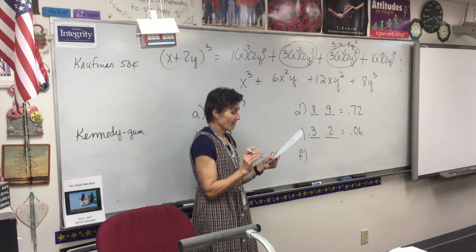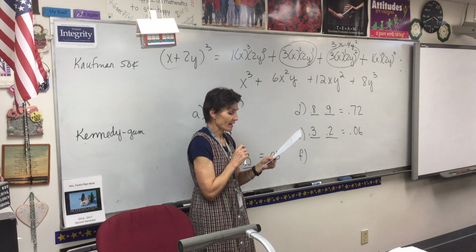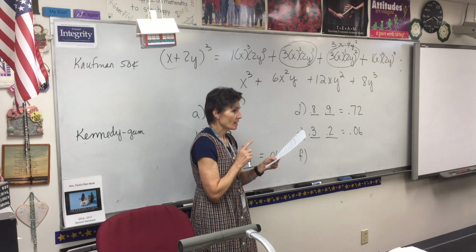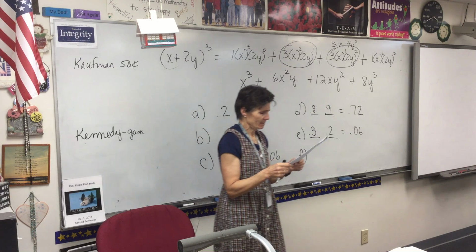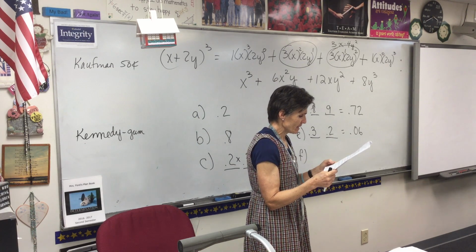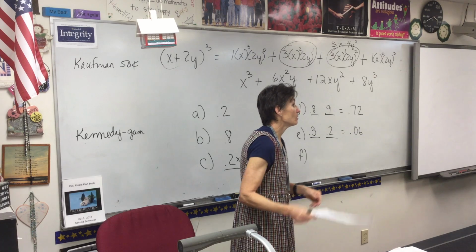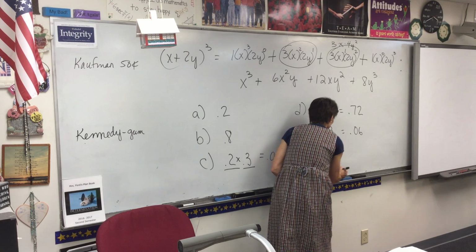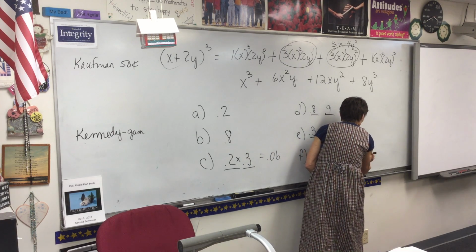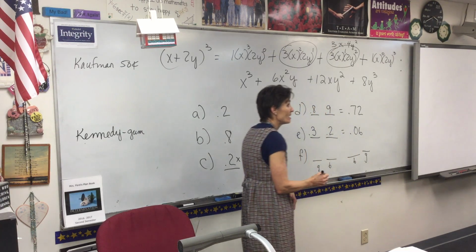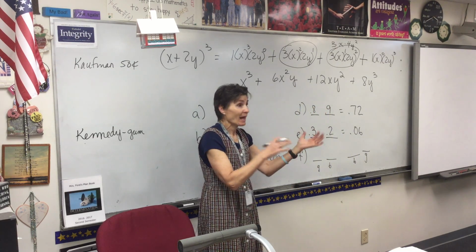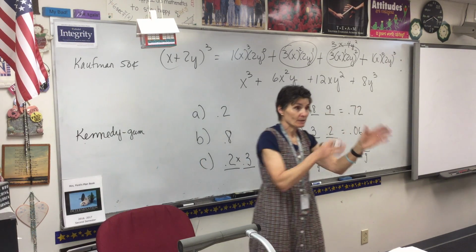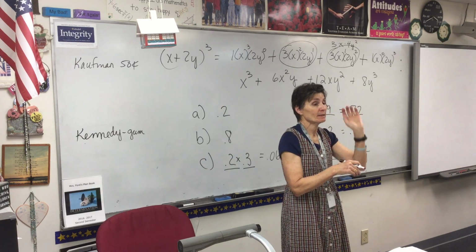This is F. If a candy is chosen from each bag, what is the probability that one will be blue and one will be green? Wait a minute. What's the difference between E and F? Order. Here we have green, blue, but here we would have blue, green. Does that make sense to everybody? I need one of each, but I don't care what order they come in. So I have to consider both. I'm going to get a green and a blue, or I'm going to get a blue and a green.